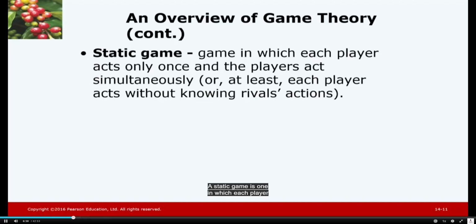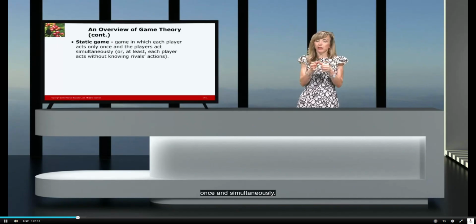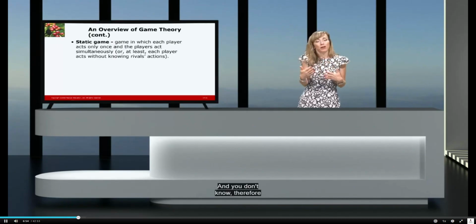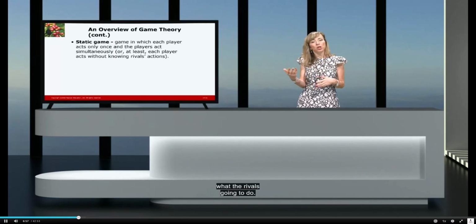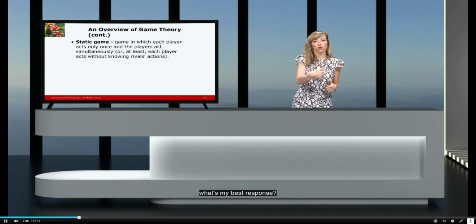A static game is one in which each player acts only once and the players act simultaneously. So this is not like a game of chess. A game of chess would be a sequential game, where one player moves first and then the other decides, as a result, what they're going to do in response to that move. This is a static game where both players must act once and simultaneously. And you don't know, therefore, what the rival's going to do, so you need to predict ahead. Okay, if your rival does X, what's my best response?